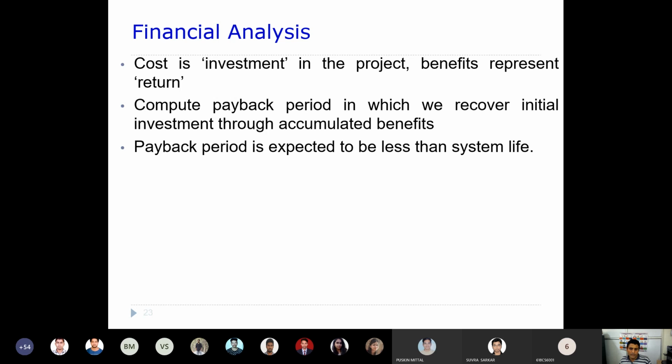So let's say you have developed a software. If the software's life cycle is 10 years, and you invested some money to develop that particular software, then in less than 10 years, maybe 5 or 7 years, if you can get back the money that you invested, that means for the rest of the period, whatever you are getting will be considered as a benefit. So this is exactly what a payback period is.